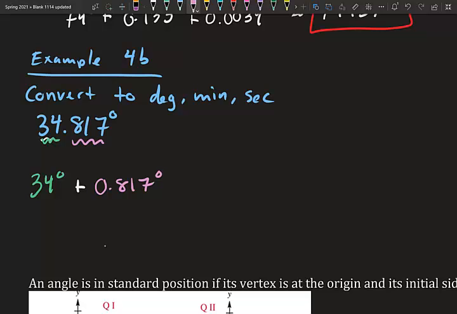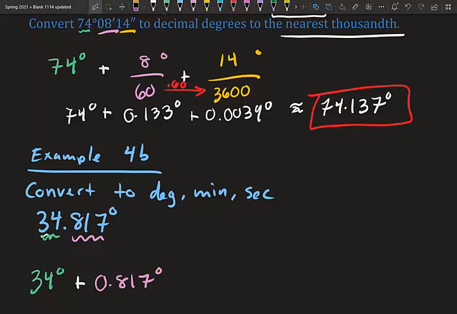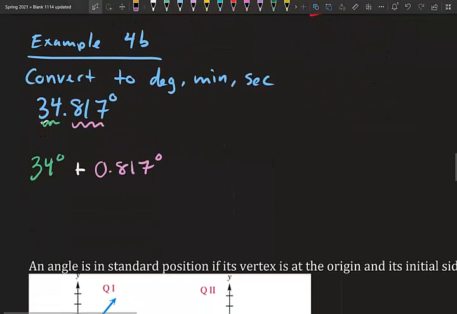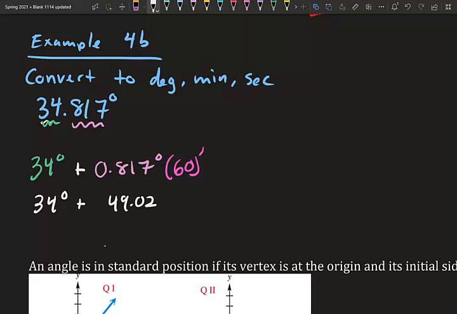So how did we get from minutes to degrees? Didn't we divide by 60? So aren't we doing the opposite now? The opposite of division would be multiplication. So we need to multiply this by 60, because 60 minutes is 1 degree. So we have 34 degrees plus 49.02 minutes. So now we have minutes.